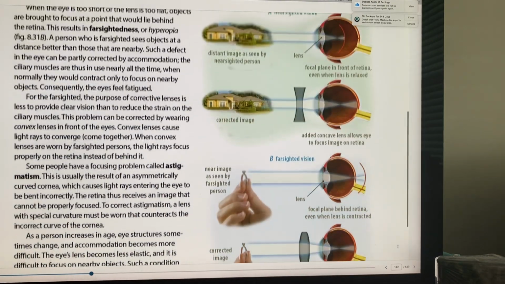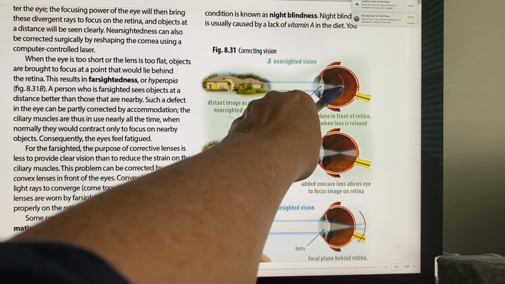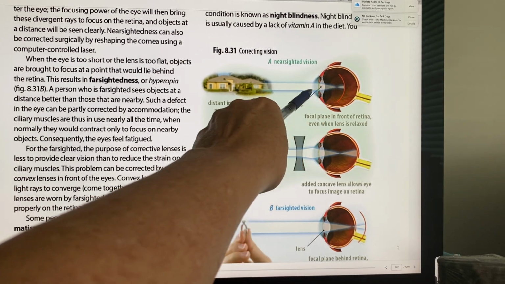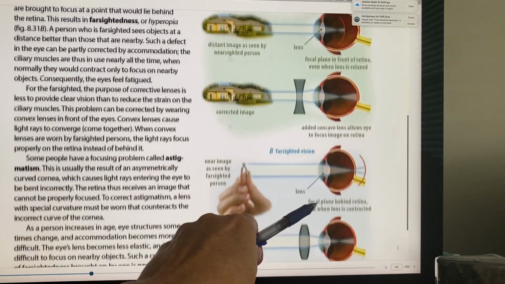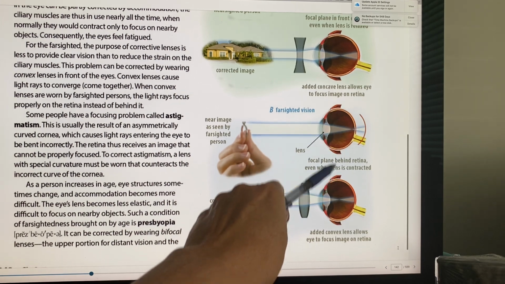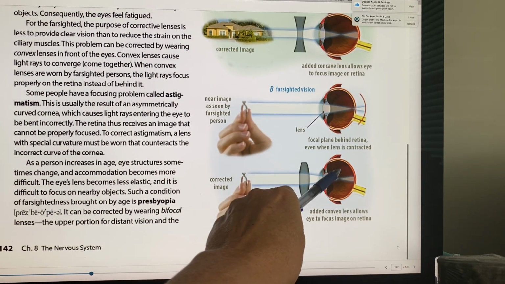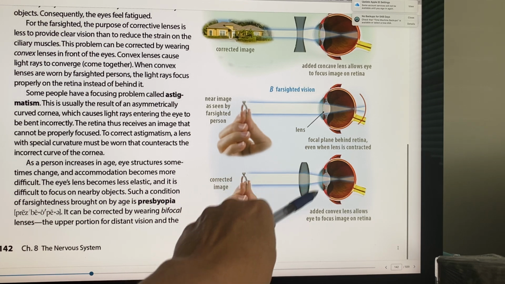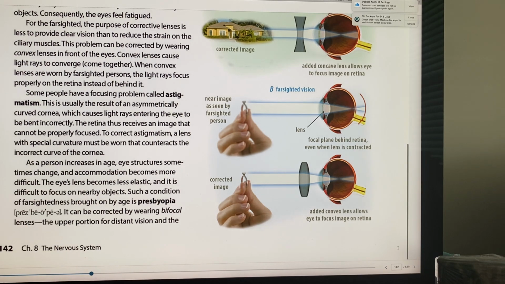Let's look up at the other one. Up here, see how it's focusing before. Here's the focal point. It's focusing too soon, so you need a concave lens to focus it right. And then here it's focusing way back here, and you can't see it very well because it's clear behind the retina. Now it's moved up by these convex lenses. Convex lenses allow the eyes to focus the image on the retina.